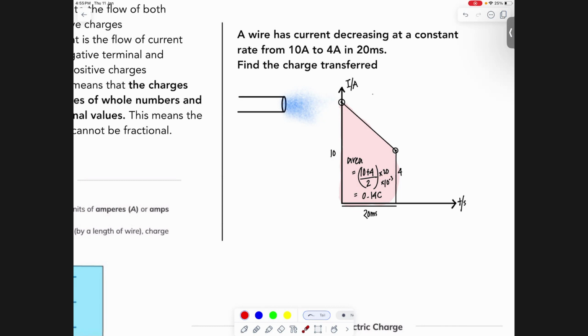Average. এই 10 থেকে যে 4 এ যাচ্ছে, constantly যখন কমে যাচ্ছে, average is the constant rate of flow. Because it's a straight line. So what's the average current here? Average current is 10 plus 4 divided by 2. How much is that? 7 ampere. Q equals to I T, 7 into 20 into 10 to the power minus 3, and 0.14 coulomb would have been the answer. That was the intended way.